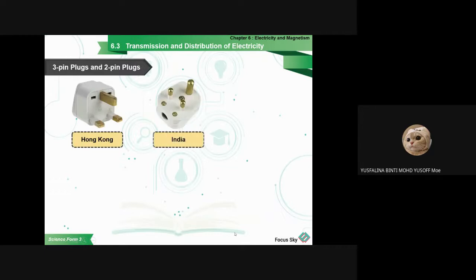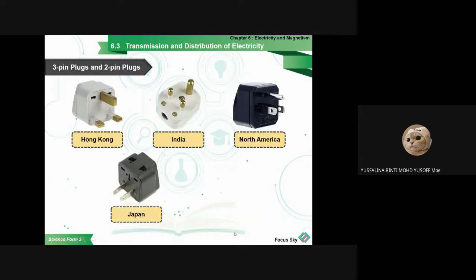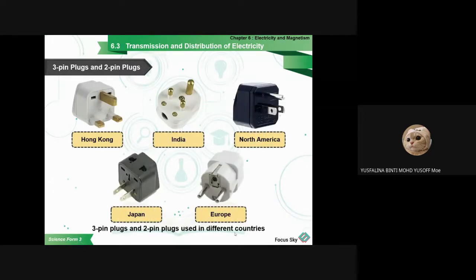Okay, 3-pin plugs and 2-pin plugs. Every country has its own kind of plug. So for Hong Kong, this one, India like this, North America, Japan, and Europe. Malaysia is also different. Usually Malaysia is like this, right?